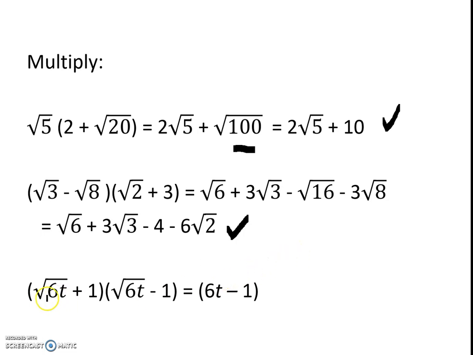We know that the square root of 6t times the square root of 6t is 6t. And a positive 1 times a negative 1 is a negative 1. And since we know this is the difference of squares, we have no middle terms. So our answer is simply 6t minus 1.